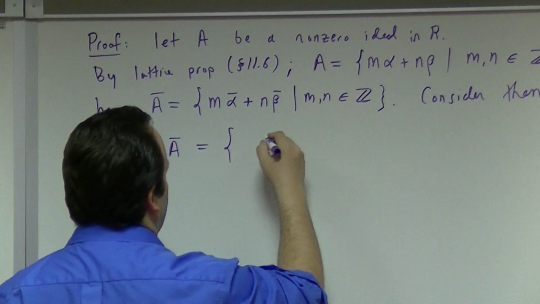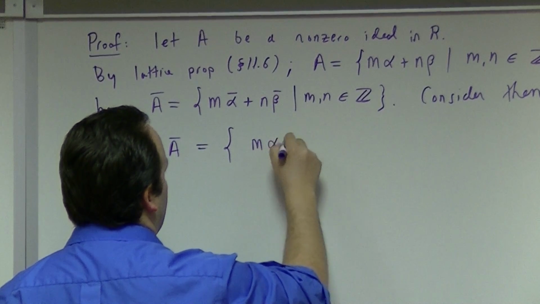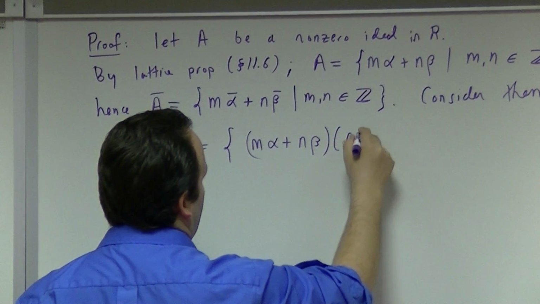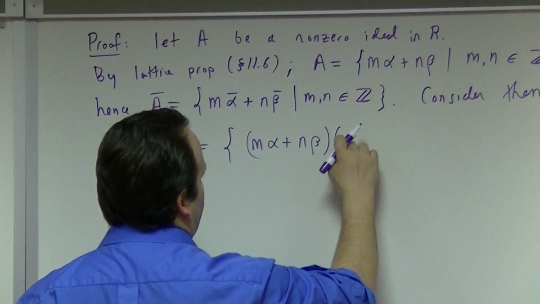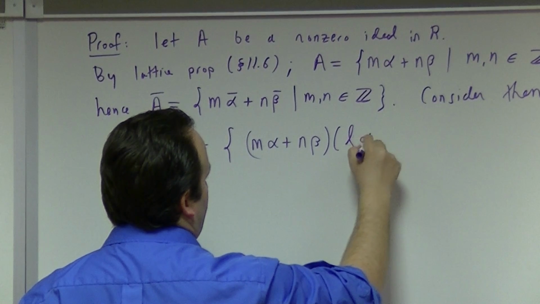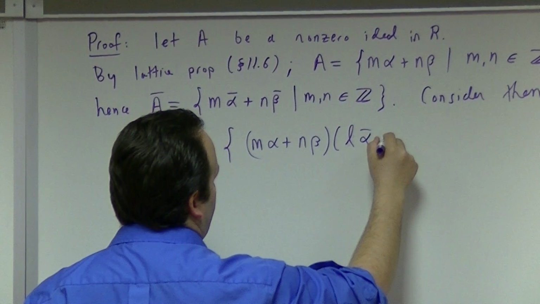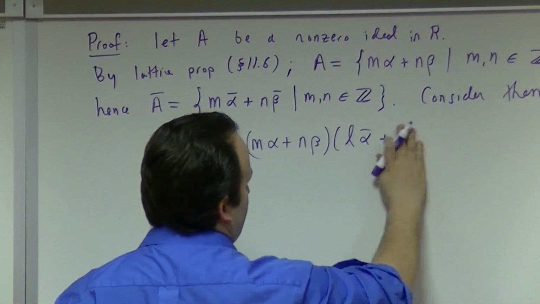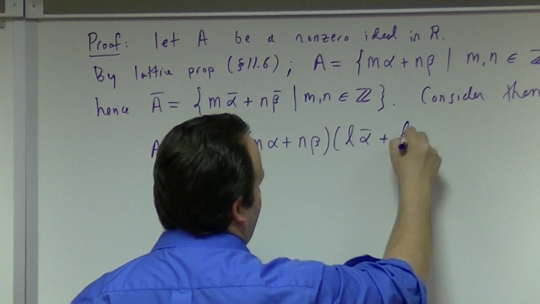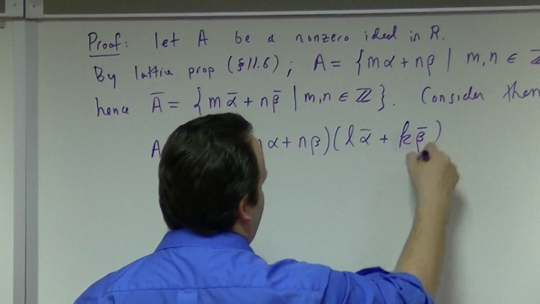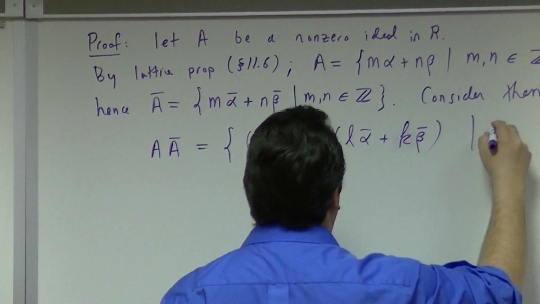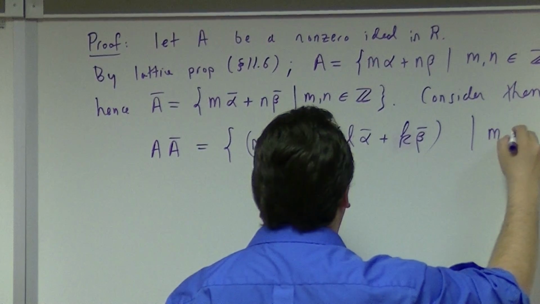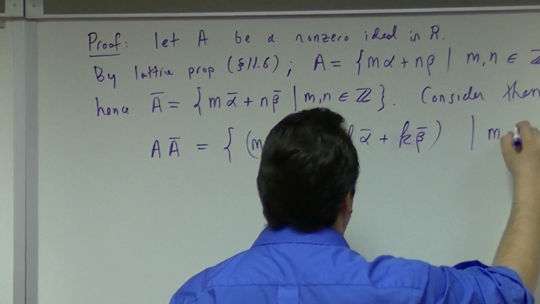What it boils down to is it looks like stuff like this: M alpha plus N beta, times L alpha bar plus K beta bar. So that's it. And technically, I should take sums of such things, but I think there's no loss of generality here.